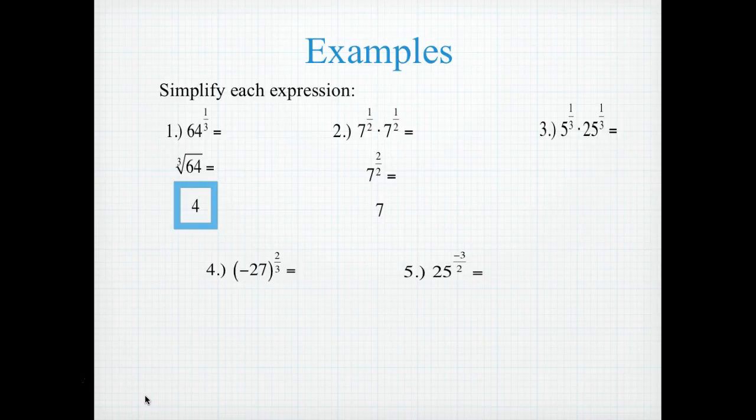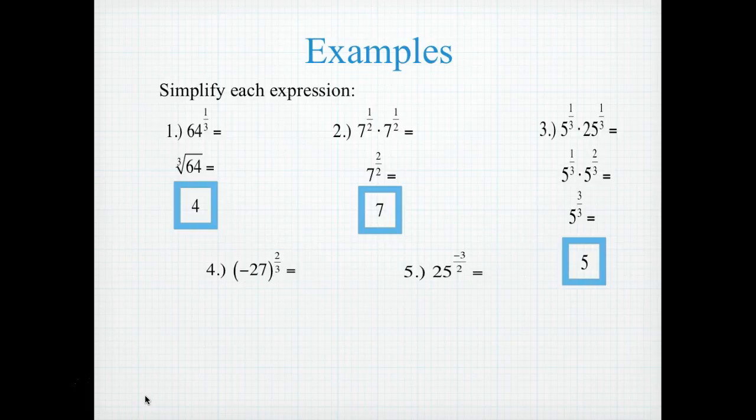Next, we have 5 to the 1/3 times 25 to the 1/3. Notice those do not have the same base. 5 and 25 are different bases, so we can't simply add the exponents in this case. What you do understand is 25 can be expressed with base 5, because 5 to the second power is equal to 25. So I rewrite 25 as 5 squared, and we have 5 to the 1/3 times 5 to the 2/3, which adds to 5 to the 3/3, giving us 5.